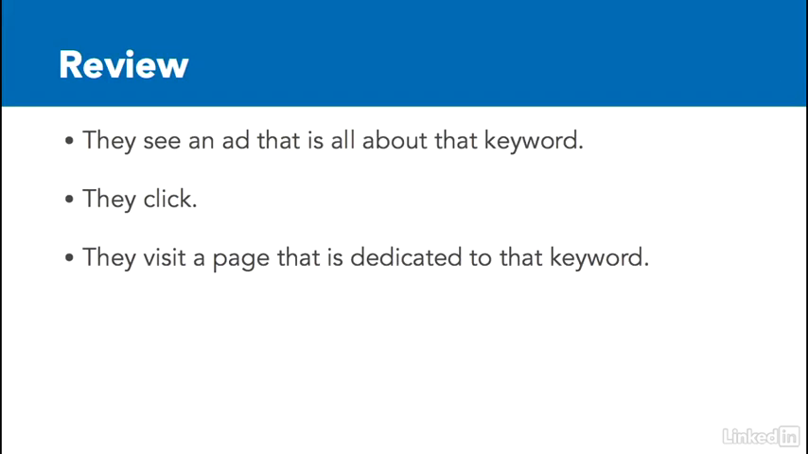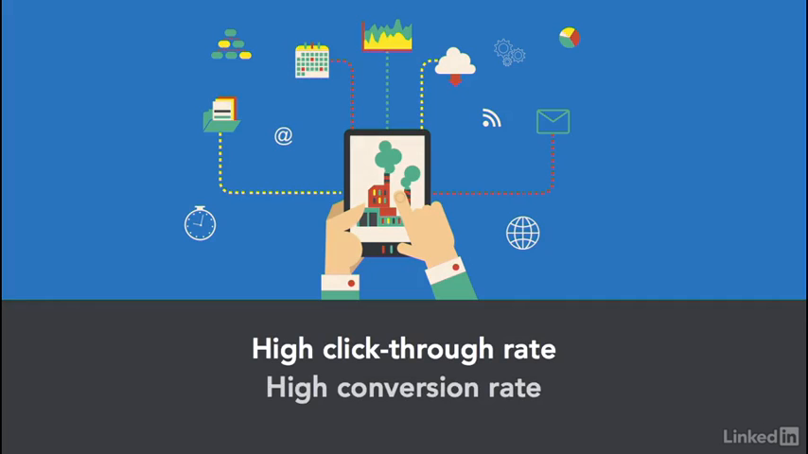Say someone searches on google.com for a keyword, they see an ad that is all about that keyword, they click, and then they visit the page that is dedicated to that keyword. Just as an example, you are looking to refine your search to satisfy process, having keyword triggers delivering great ads which direct to a landing page that hopefully converts. When you do this, you will have high click-through rate and high conversion rate. Now, it really does depend on the campaign, but it's a good principle to think in this way generally.